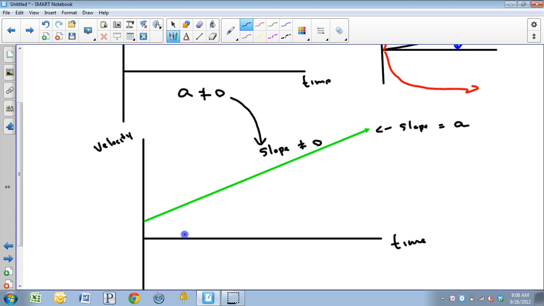And let's figure out how far the object traveled from time t initial to t final. So go ahead and pause the video. See if you can figure out an expression for that area.